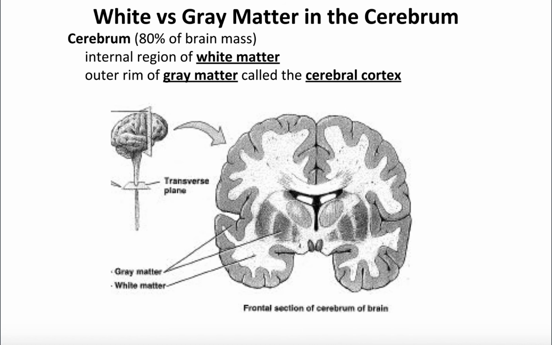So the cerebrum, which is 80% of your brain mass, has an internal area that is your white matter, and the outer area is the gray matter called the cerebral cortex. There's also internal areas of your gray matter. We're going to mention that gray matter can sometimes jut, meaning push into the middle area. And there's also what we call islands of gray matter within as well.